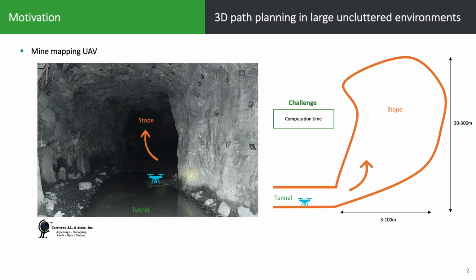The idea behind this work was motivated by the project of a UAV intended for the mapping of mining stopes, which are large underground cavities that can reach up to 300 meters in height. The real challenge here is the computational time, but we wanted to take advantage of the topology of these uncluttered environments that are 3-ball homotopic. Also, since a mapping drone would likely travel at low velocities, the problem can be considered holonomic.